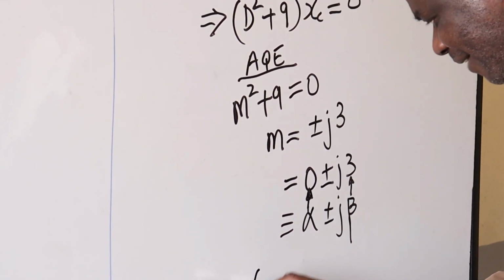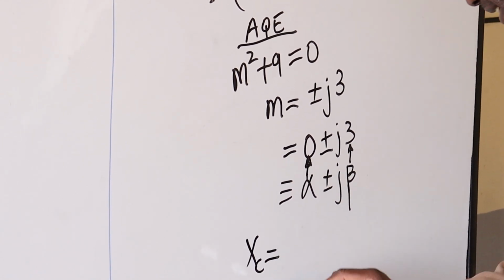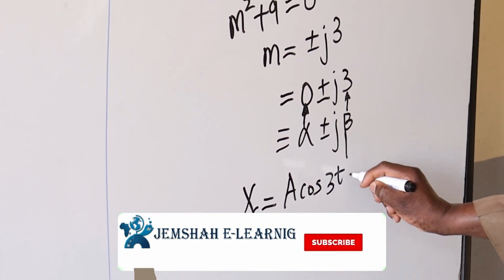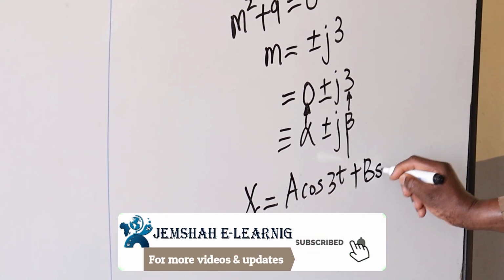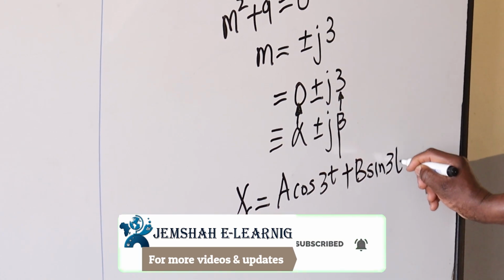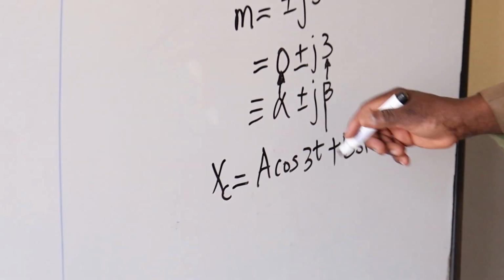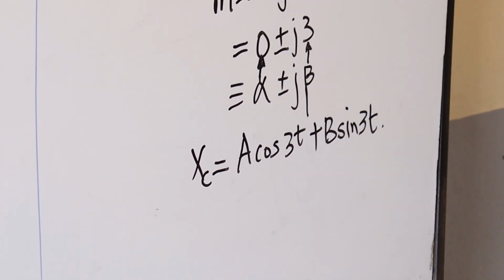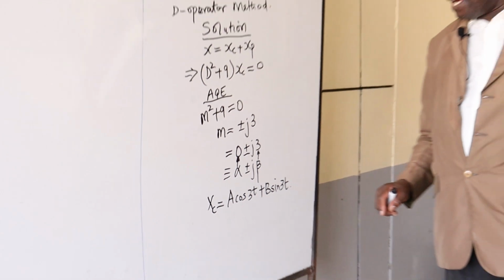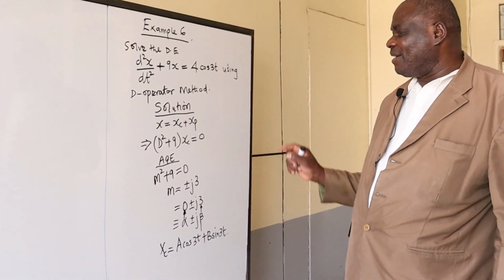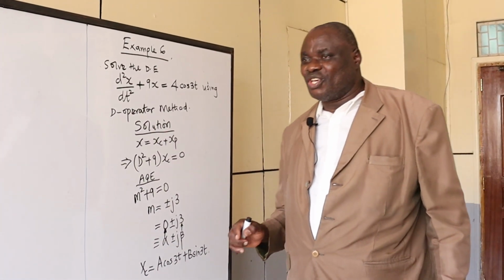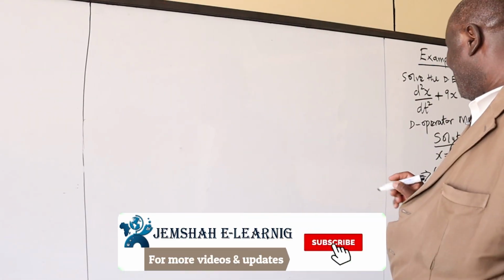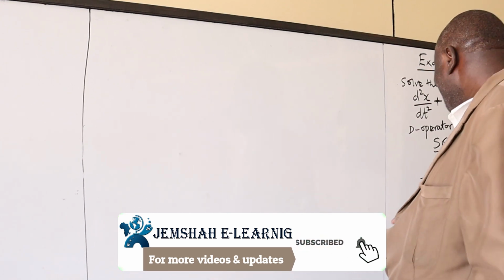So we say our xc will be equal to a cos 3t plus b sin 3t, because e power 0t, e power 0 is 1, so 1 multiplying the whole of this. That is our complementary function that we have gotten for this particular differential equation. Now we move to the solution of the particular integral.